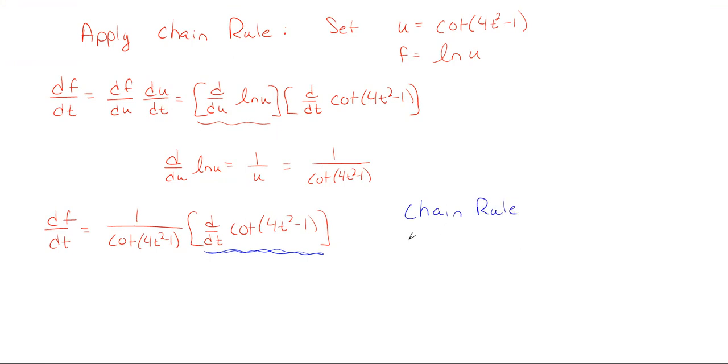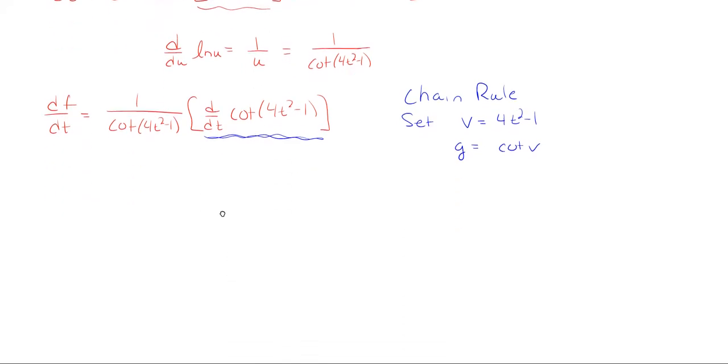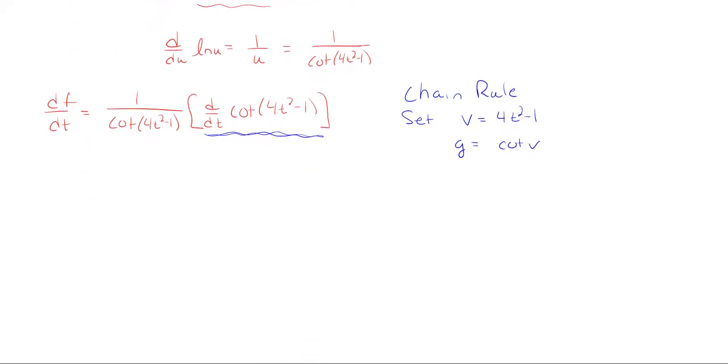And we are once again going to have to set some new variables. So let's set v equal to everything inside the cotangent here, which is 4t squared minus 1. And then let's set a variable g equal to the cotangent, which would now be v, so cotangent of v. So we're going to have to do the chain rule separately for this portion and then plug everything back in here eventually once we get this little individual derivative using the chain rule.